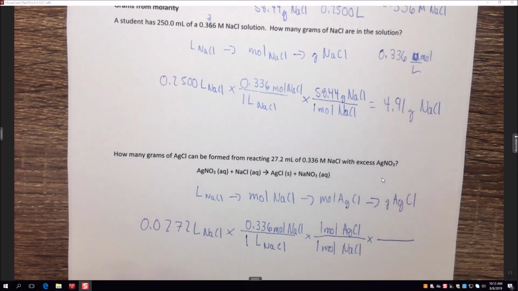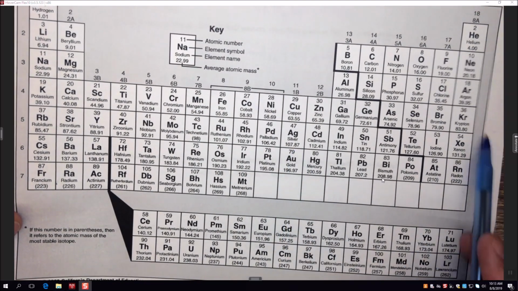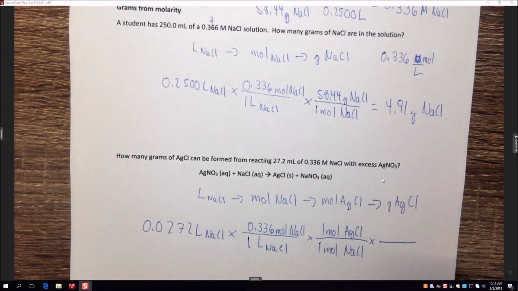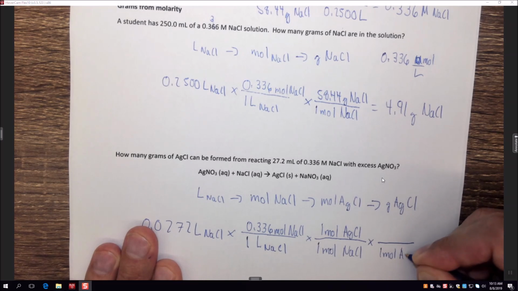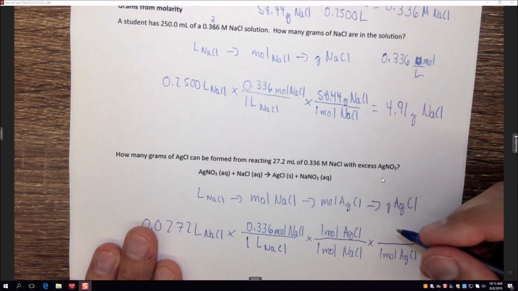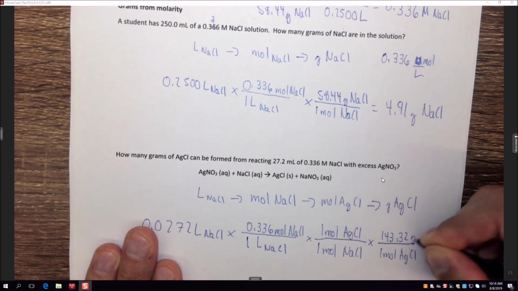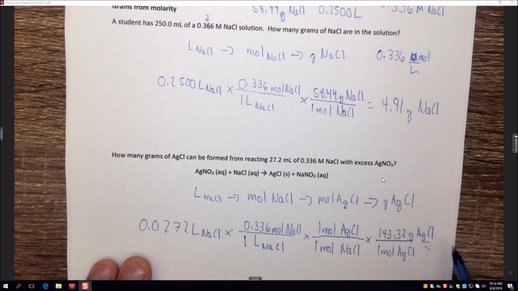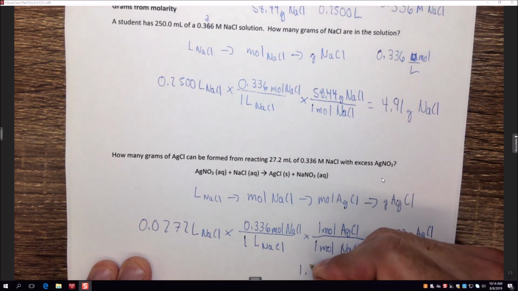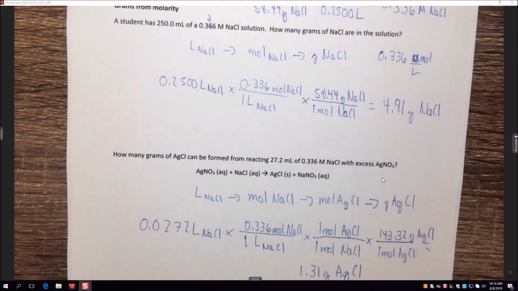Then finally, we want to convert to grams of AgCl. So we'd look up Ag on the periodic table, Cl on the periodic table, add them together, and what we find is for every 1 mole of AgCl, which we want on the bottom so it'll cancel out, it has a mass of 143.32 grams of AgCl. Multiply by the top, divide by the bottom, repeat to the end, and we find that this should yield 1.31 grams of AgCl.